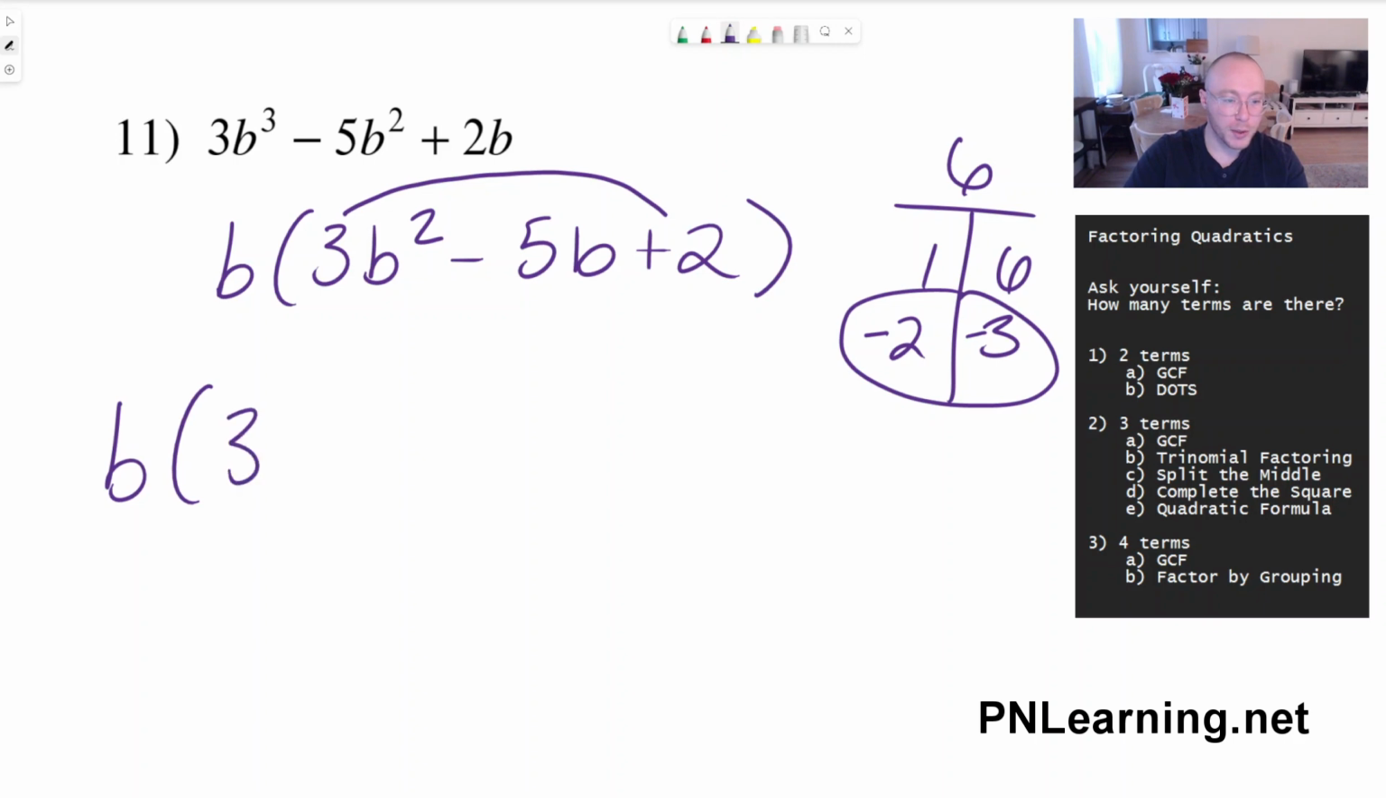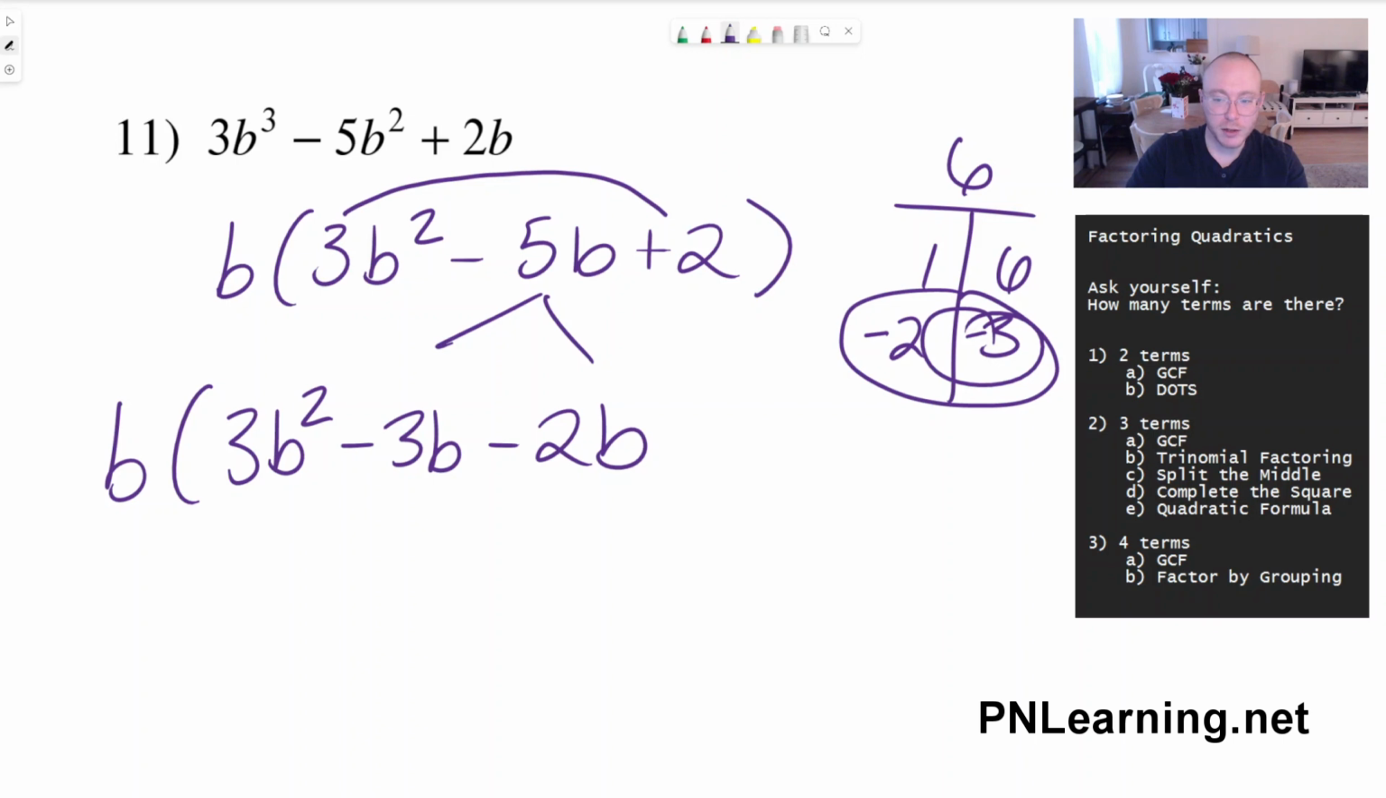We're going to go ahead and split the middle, bring down 3b squared, and we're going to split our negative 5 into minus 3b minus 2b. Again, I'm putting this negative 3 first here because I like that 3 and 3, b squared and b, those will all have nice common factors. Then we're going to bring down the 2, and now let's take GCFs.